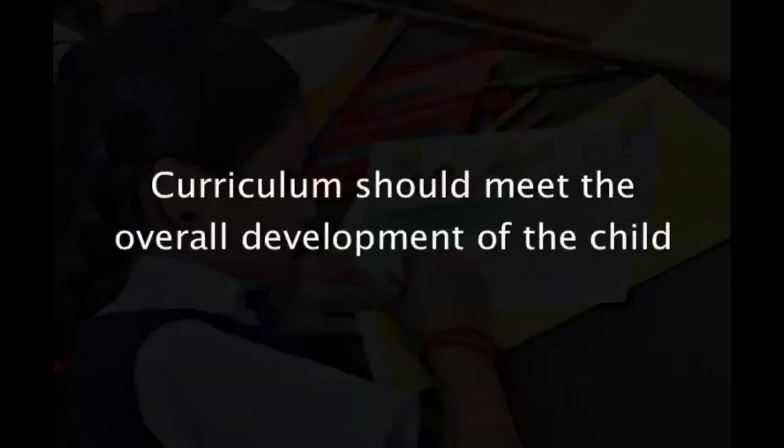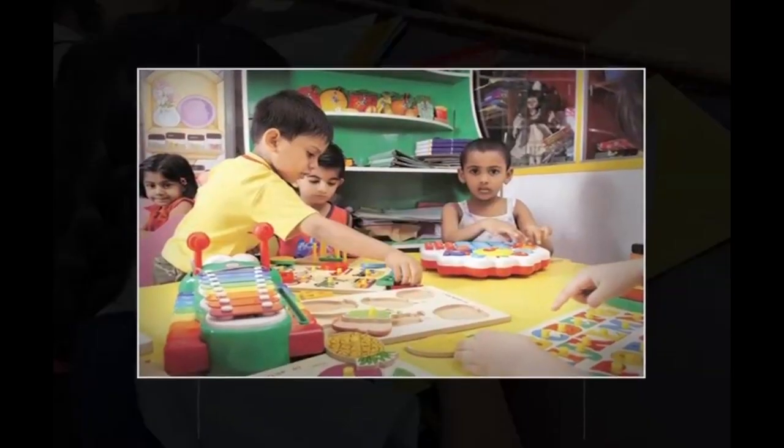The curriculum should meet the overall development of the child. The program should aim at enhancing the overall development of the child. These are the characteristics of a curriculum planning. So, today we started with what is early childhood education, that is the education of the child from 3 to 6 years of age. Then we have seen what is the importance of program planning in early childhood education.